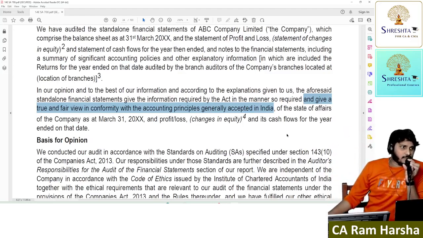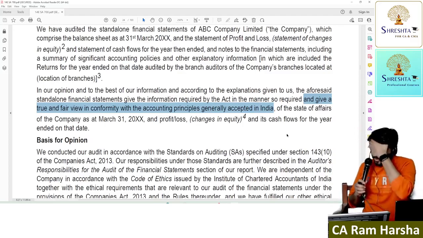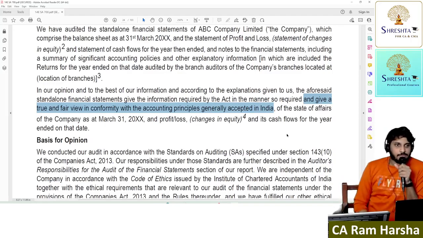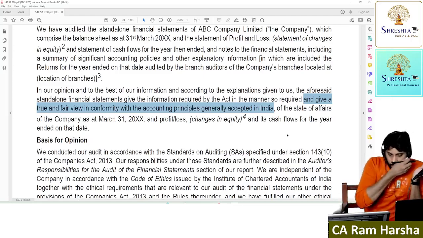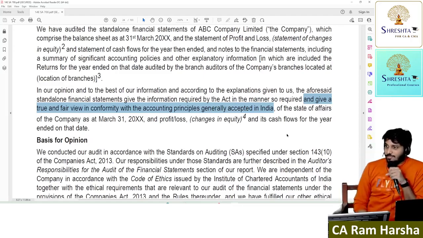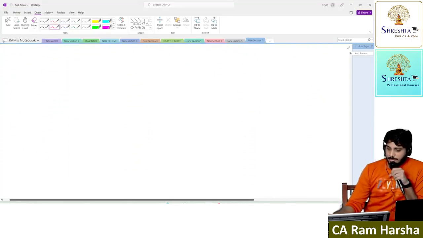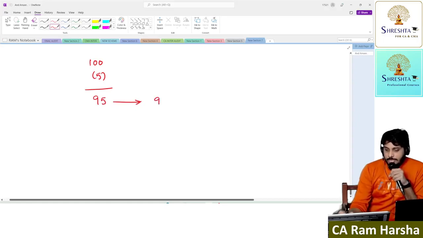Able to understand. Now, what is the difference between true and fair? True means the fact. Fair means reality. Getting it? Like a simple example. Debtors were there. How are we showing debtors in the balance sheet? Some 100 crore debtors were there. 5 crore doubtful debt was there. 95 we are showing as asset.